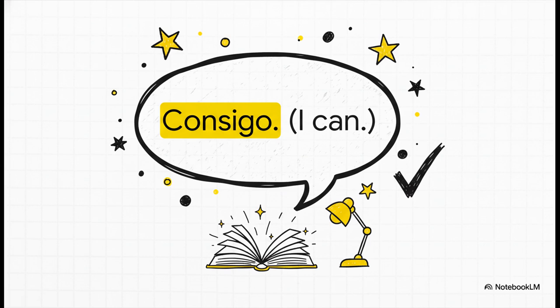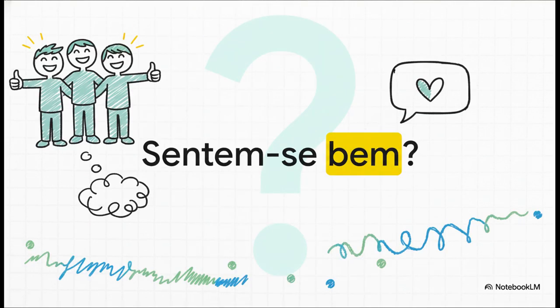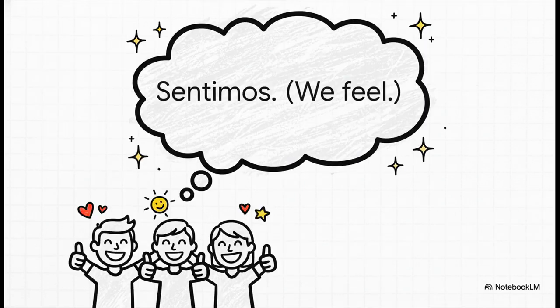Yes, that's it. The answer is consigo. You take conseguir, drop the IR, and add that O ending for eu. Fantastic! Okay, one more. Imagine I'm talking to a group of you, and I ask, sentem-se bem? How would you answer for the whole group saying, we feel well? You got it. The answer is sentimos. For nós, we use that special IMOS ending. So sentir becomes sentimos. Seriously, great work.